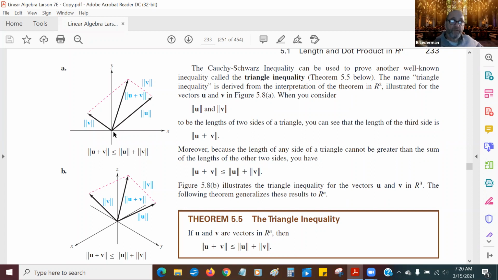And we know that if you have a vector u and a vector v, then u plus v winds up being the diagonal of this parallelogram, but it's also the third side of this. If I just look on the right side here, it's like the third side of that triangle.